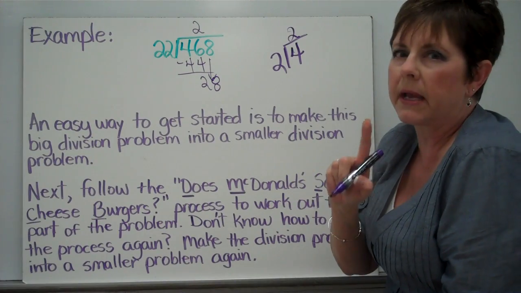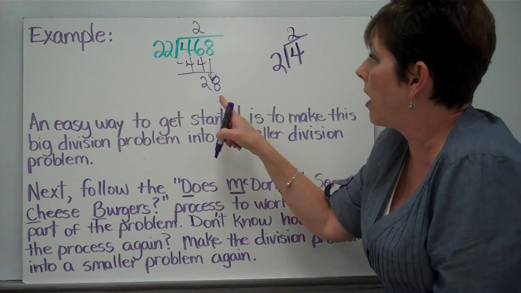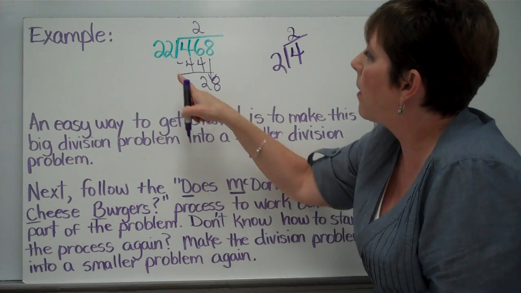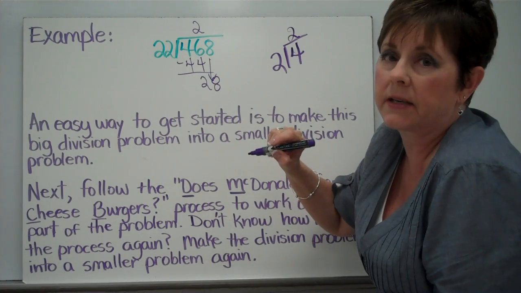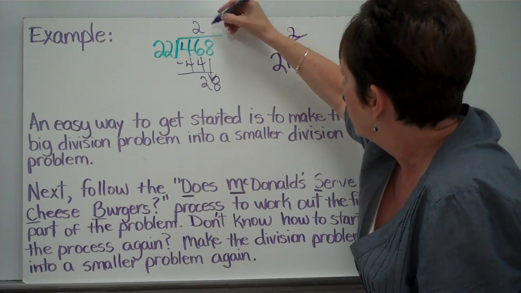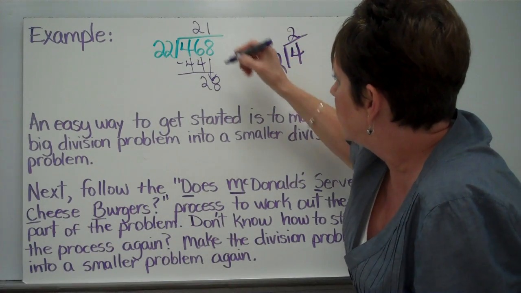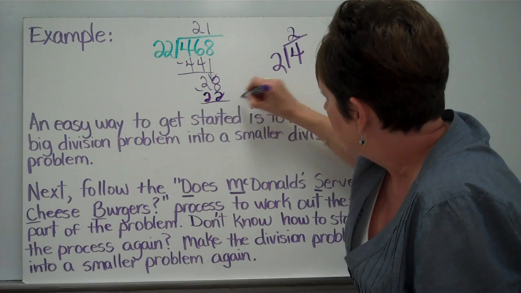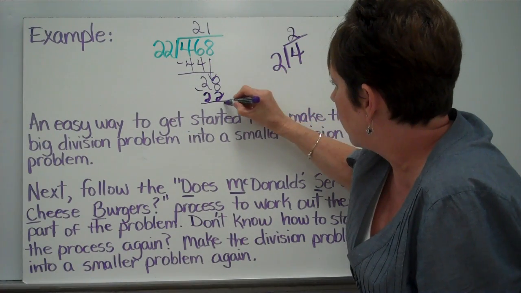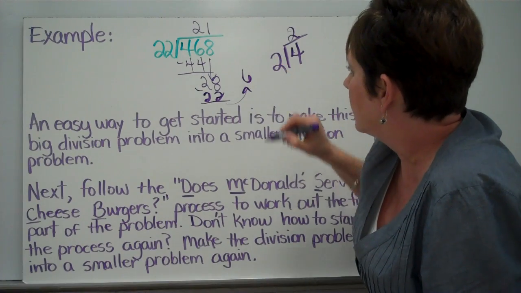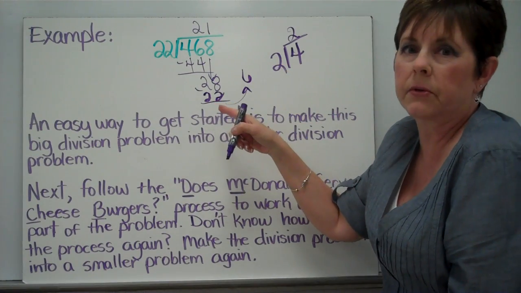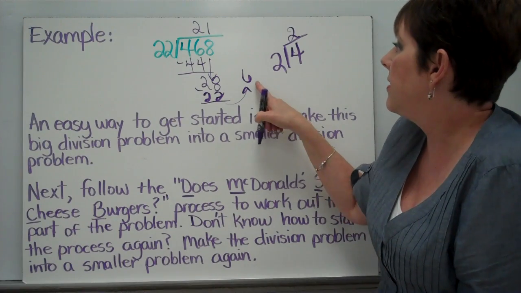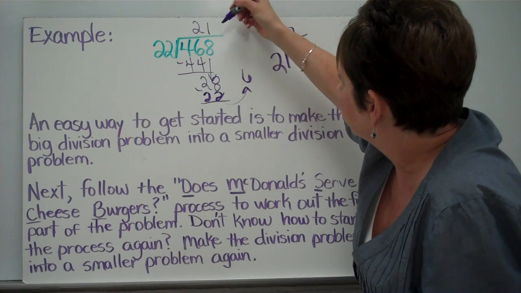I don't probably have to make a smaller division problem because 22 and 28 are close enough together. We could probably figure that 22 could be divided into 28 one time. So we'll put a 1 here. 1 times 2 is 2. Subtract. 8 minus 2 is 6. 2 minus 2 is 0. Is there anything else to bring down? No. This will become our remainder.